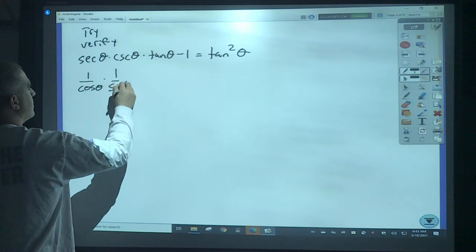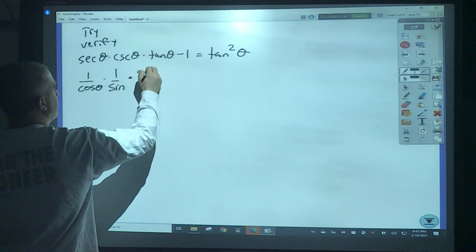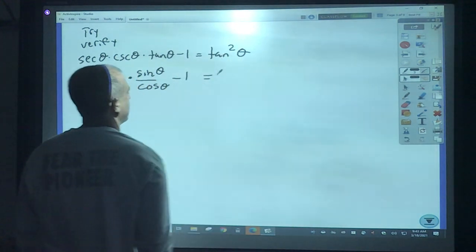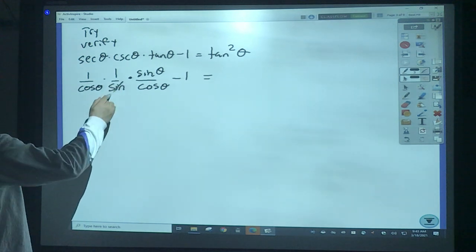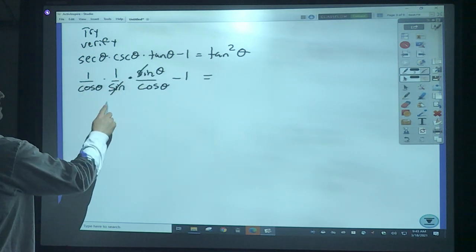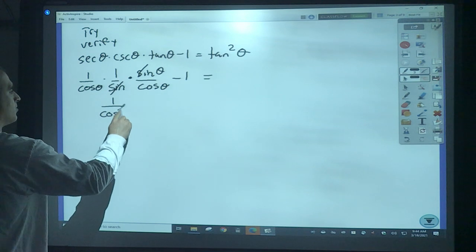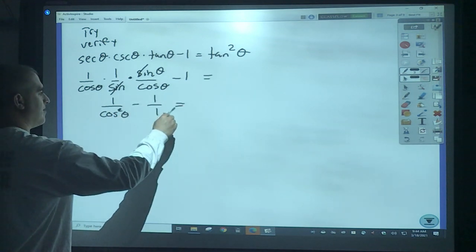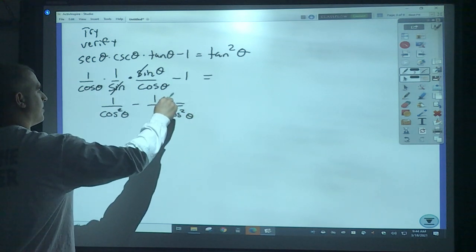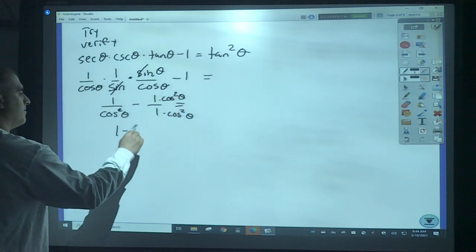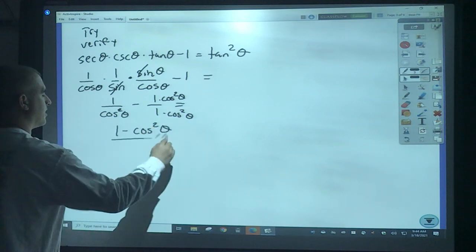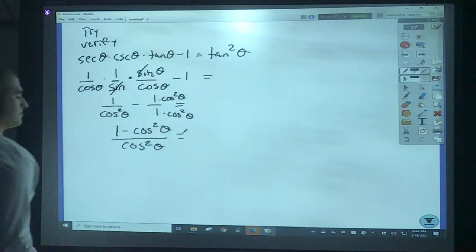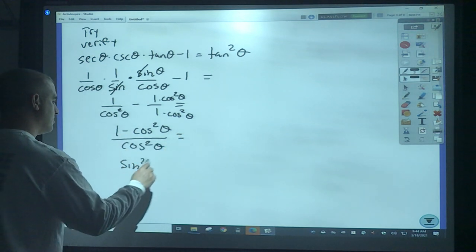This is 1 over sine times sine over cosine minus 1 equals this side. So what I can do is a quick eliminate there. What's going to happen is that's going to be 1 over cosine squared minus 1 over 1. To get a common denominator, I multiply by cosine squared over cosine squared. So that's going to be 1 minus cosine squared over cosine squared, because I can push those together now. We know that that's going to be sine squared.